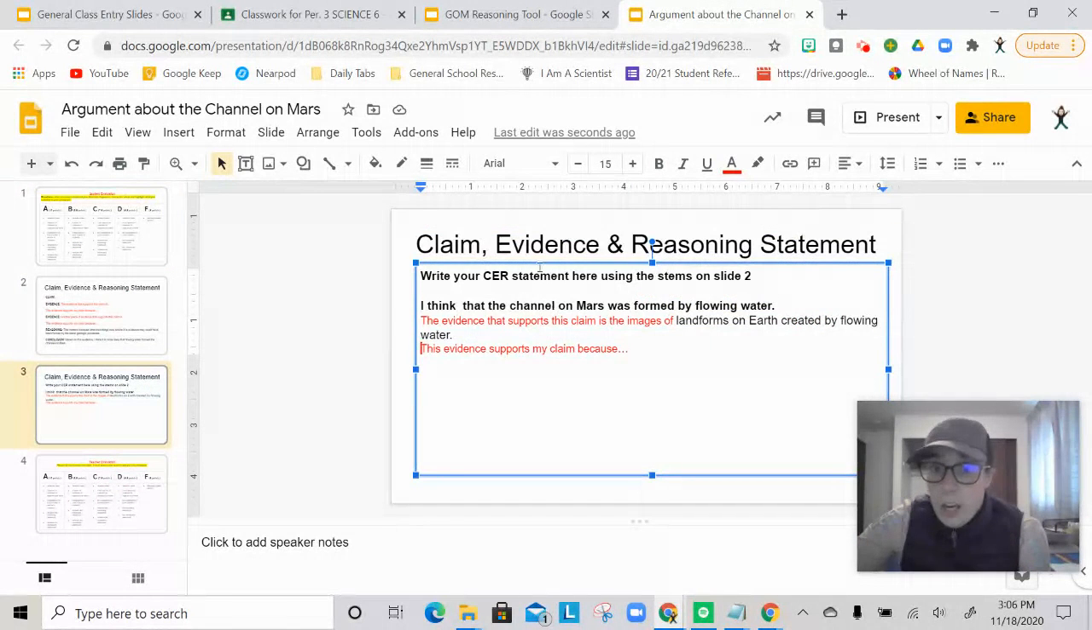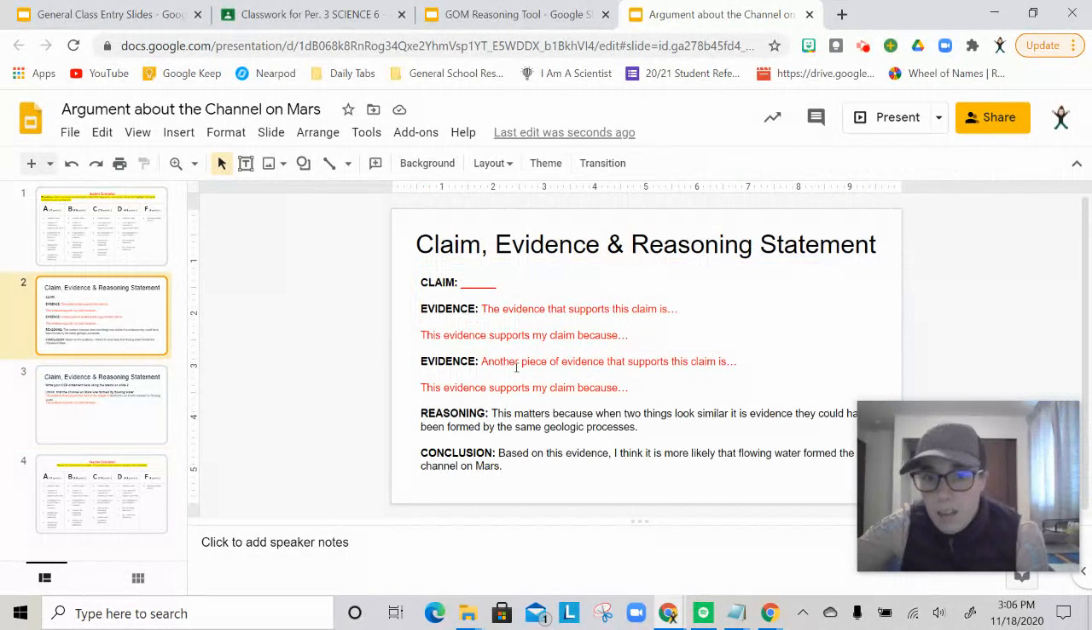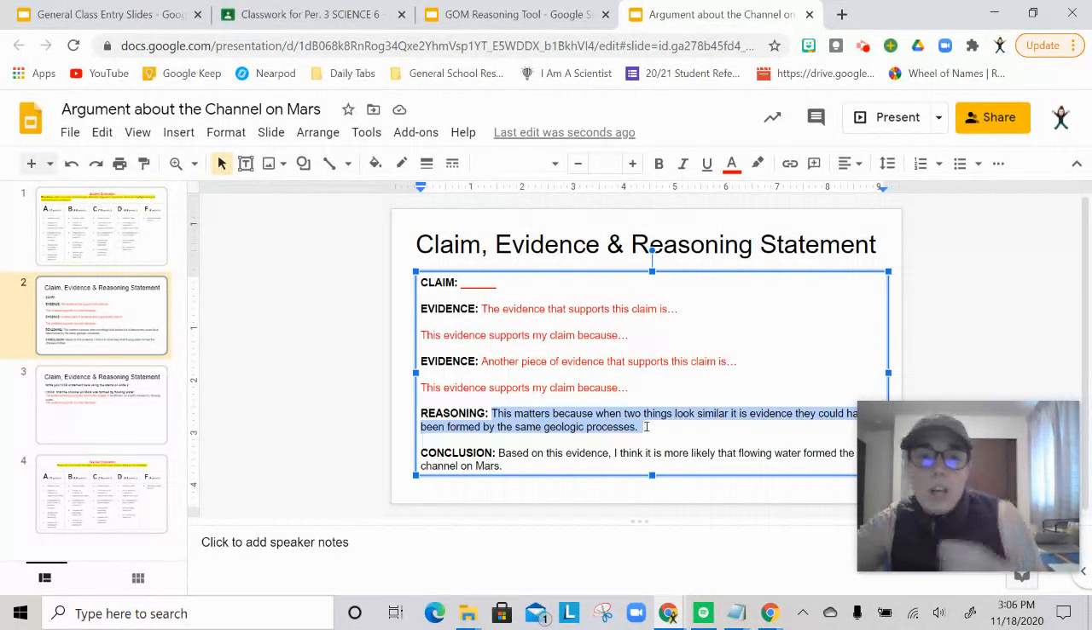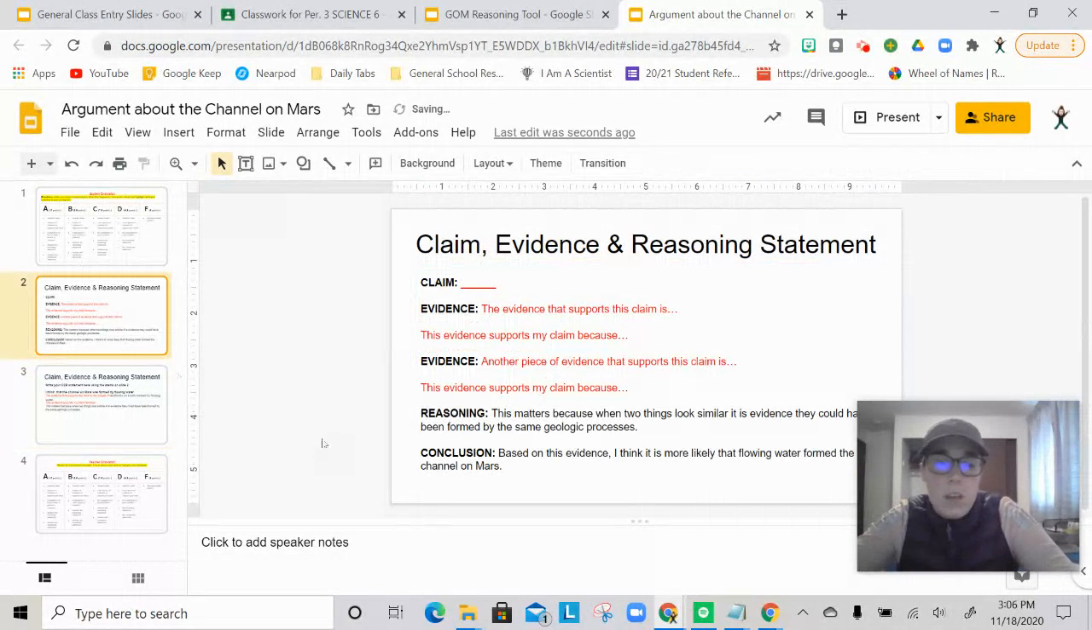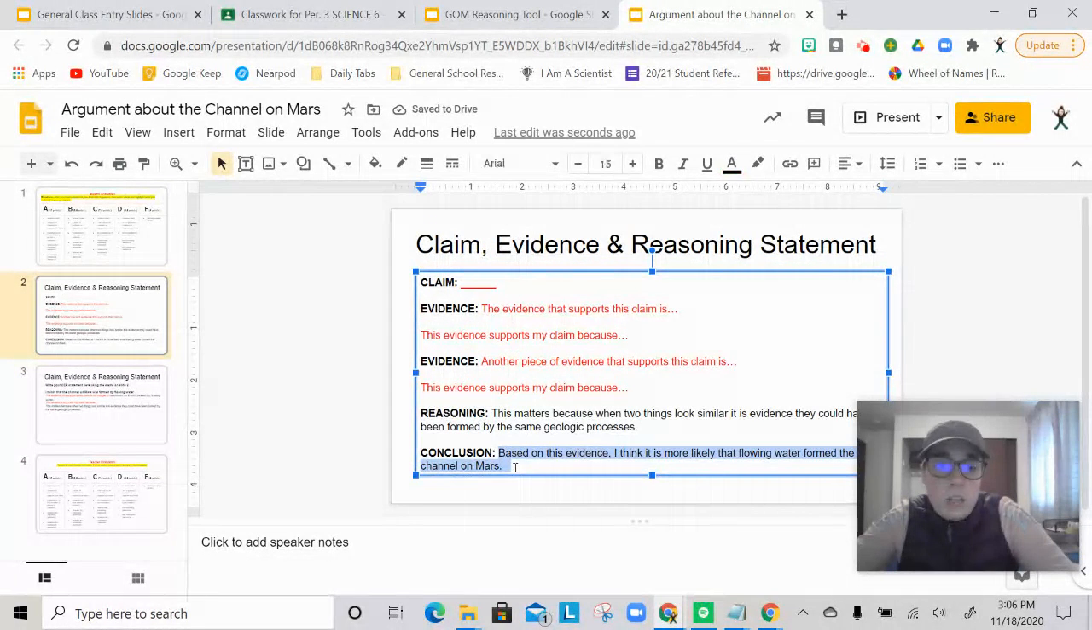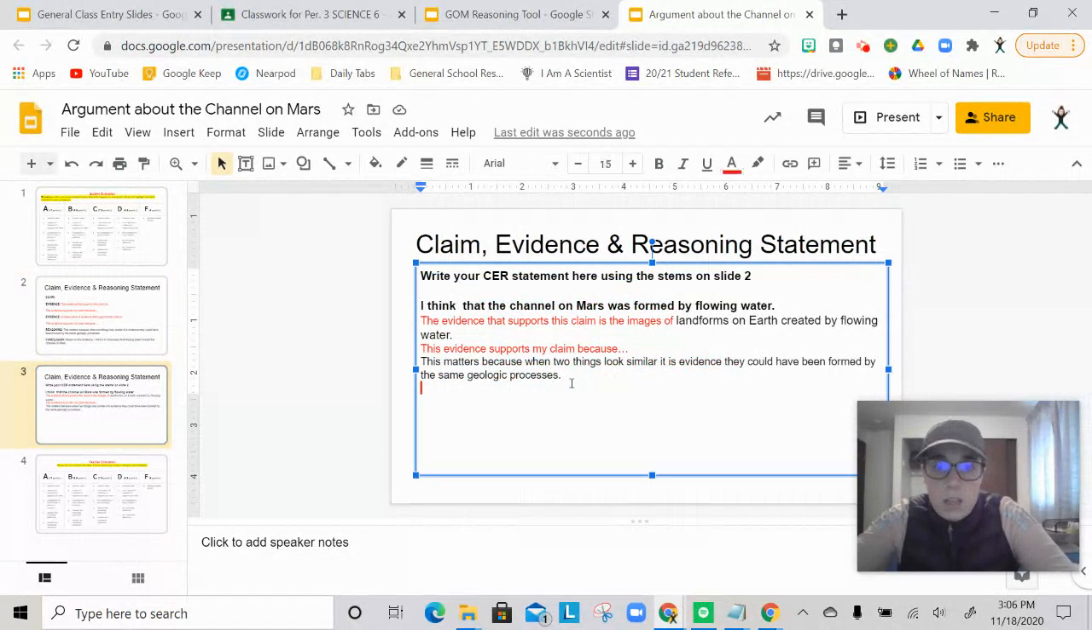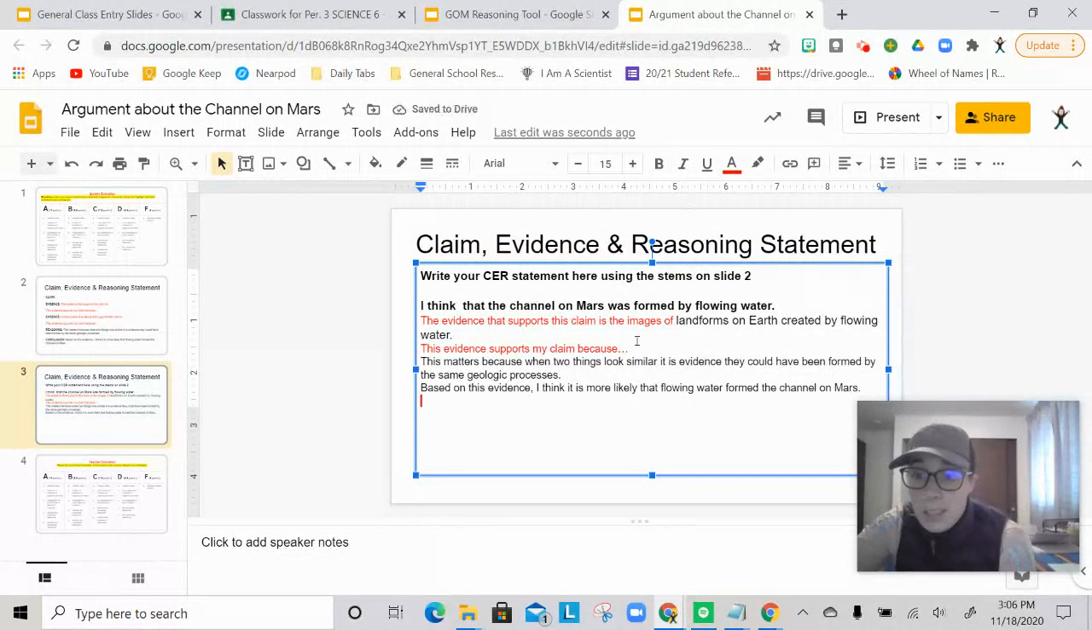You're going to write your CER statement on this slide here. So again, you have your claim, you have your evidence, you'll have your second set of evidence statements if you want to include two pieces of evidence to earn that A, which my hope is that's your goal. And then you'll directly copy and paste the reasoning and conclusion statement onto your slide. Even though it's a copy and paste, so you're not writing it on your own, it's still part of your grade. So you're going to want to make sure that you get that reasoning and conclusion statement onto your paragraph, your scientific argument writing, okay?